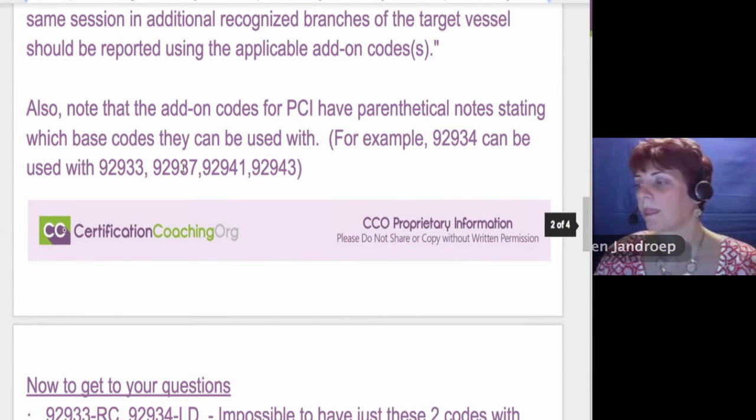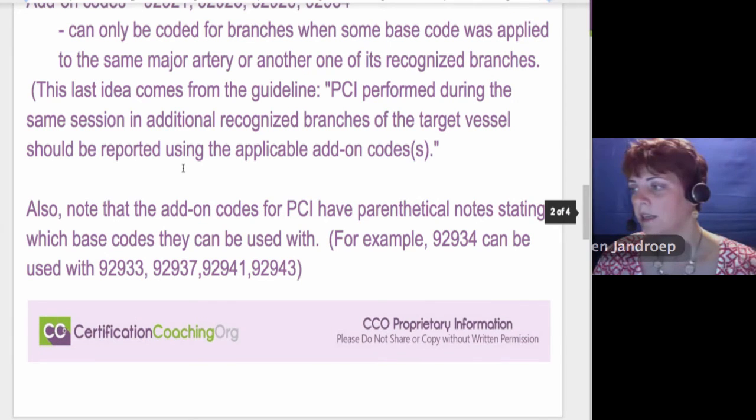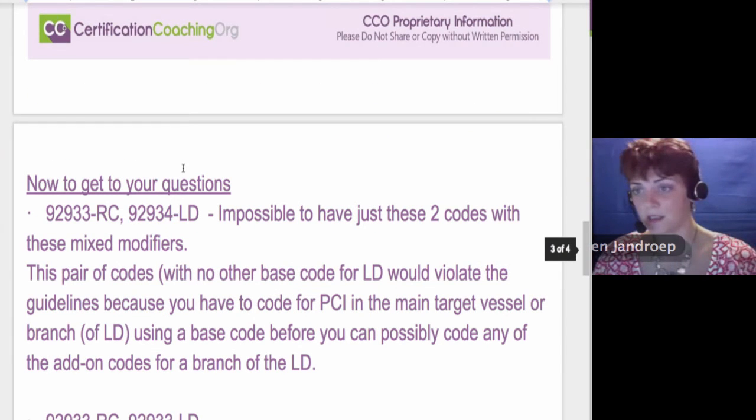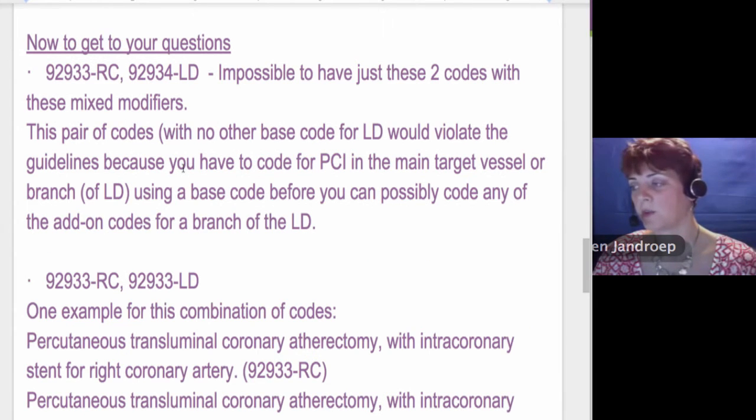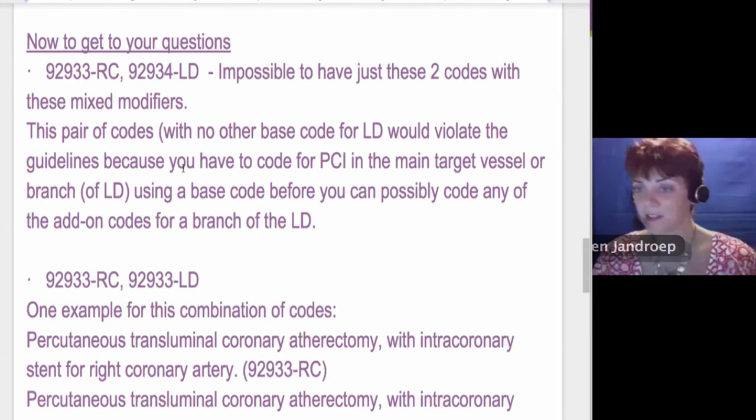Okay. Now to get to your question, 92933 RC and 92934 LD, that was an answer on a mock board exam question. It's impossible to have just these 2 codes, so that's why it's a wrong answer, because they have mixed modifiers. Okay, it has to have the same modifier if it's that add-on code. So this pair of codes with no other base code for LD. Okay, so let's go find 92934.